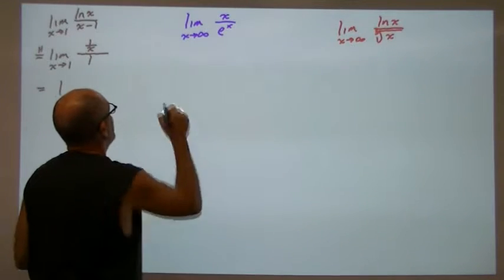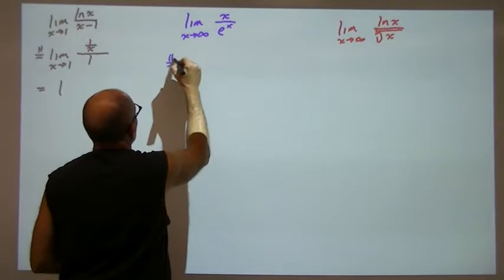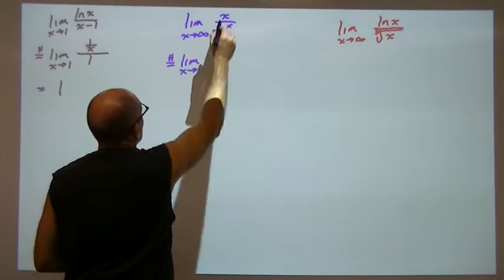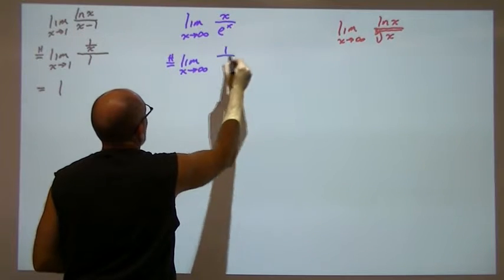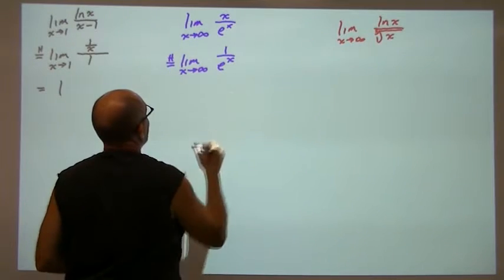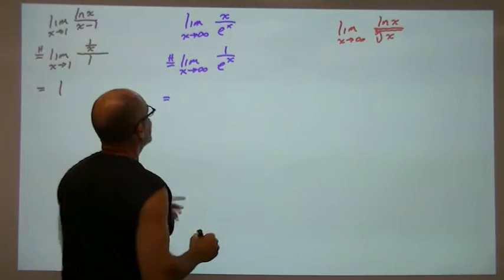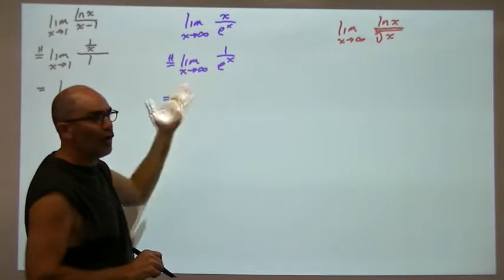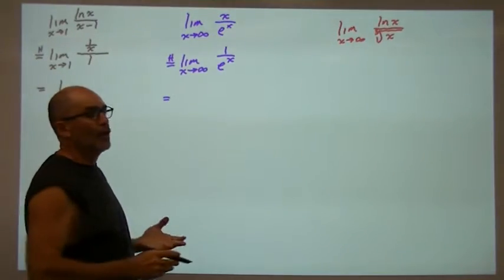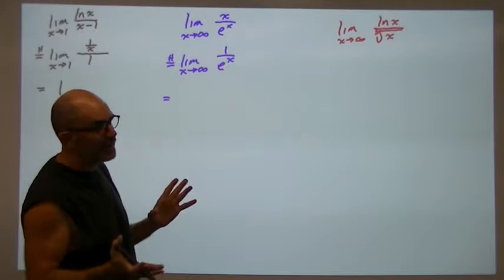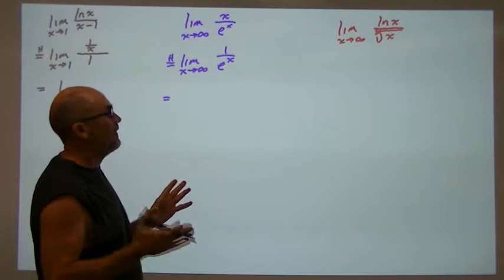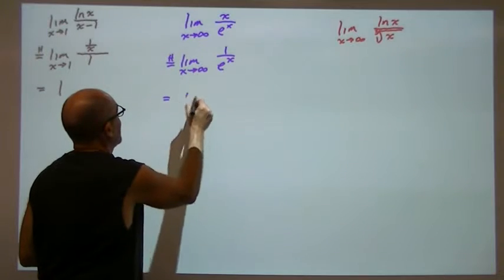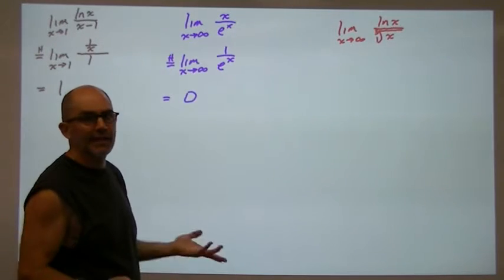So I can do L'Hopital. The derivative of the top is 1, the derivative of the bottom is still e to the x. Now, as I let x approach infinity, what do I get? 1 over infinity. Now, you don't say, oh, that's an indeterminate form. That's simply 1 over infinity, which equals 0. That's it, game over.